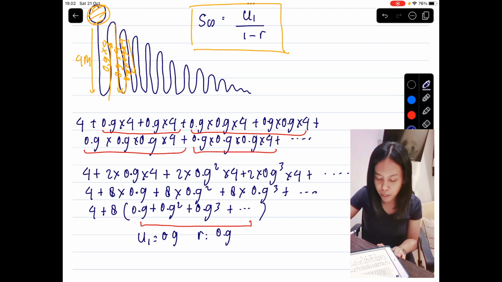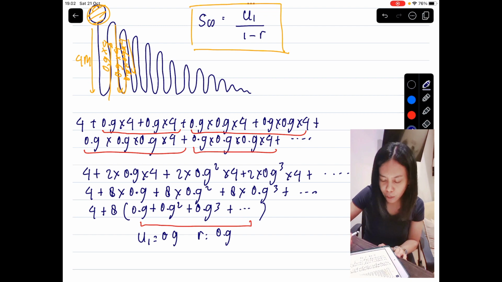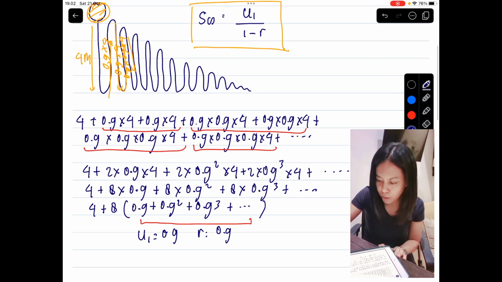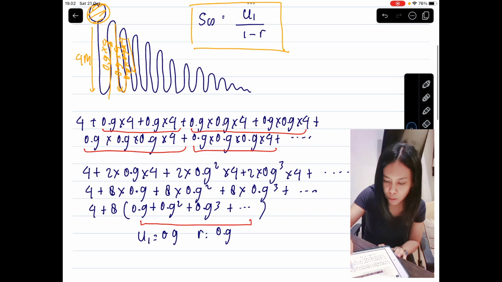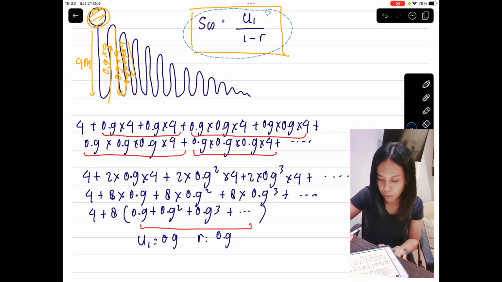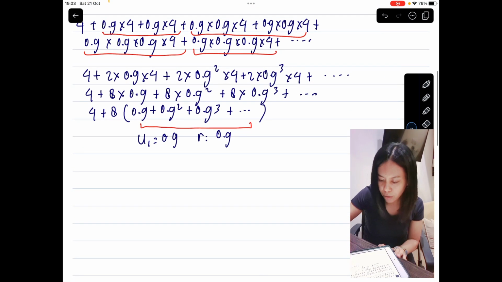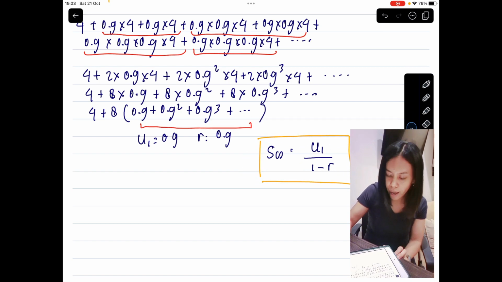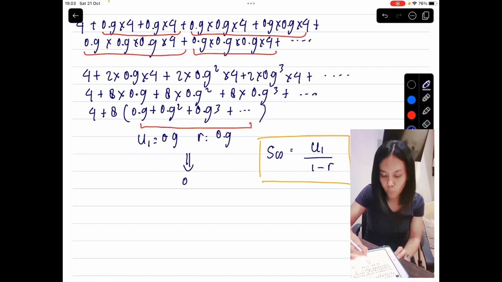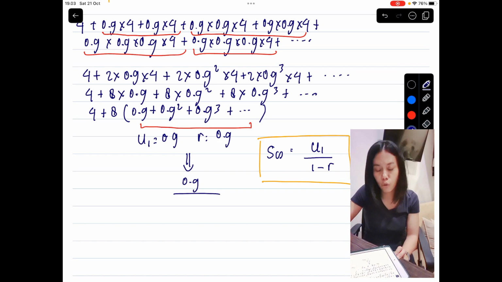Okay, so let's put it in. I'm going to copy and paste it so you can actually see what I'm going to be using. Okay, I have it there. So I'm going to put it in the formula. It's going to be U1, and U1 is 0.9, over 1 minus 0.9, which is 0.1.